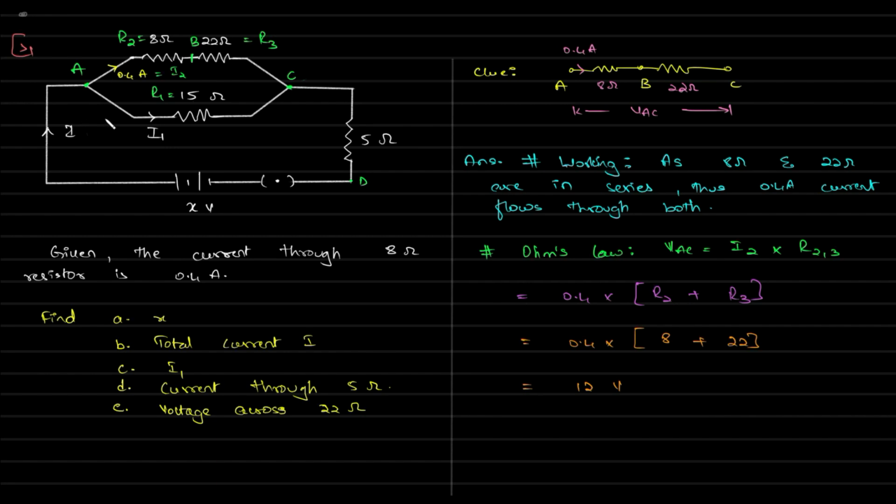Now can you figure out I1 and then figure out I and then figure out the current through this and the voltage across 22 ohm and also X? Again, okay, let me put it slowly. Next is we can find I1. I was given in a weird sequence so as to confuse you guys. Next is we can find I1 with this information.